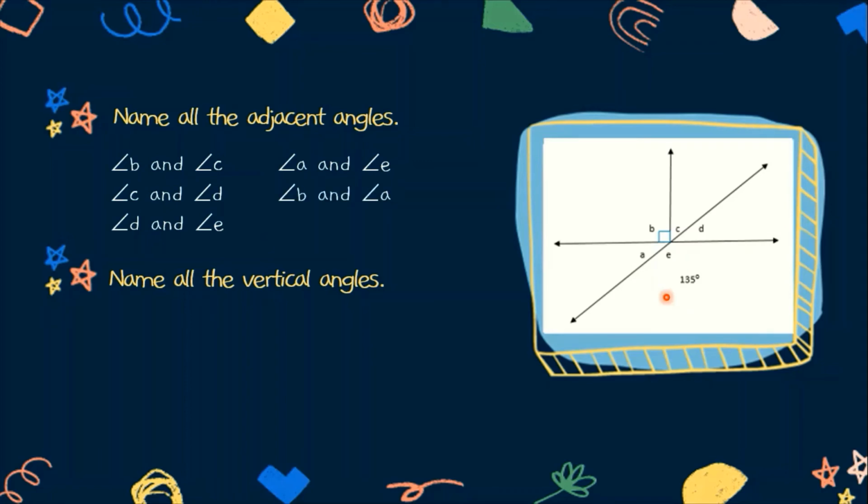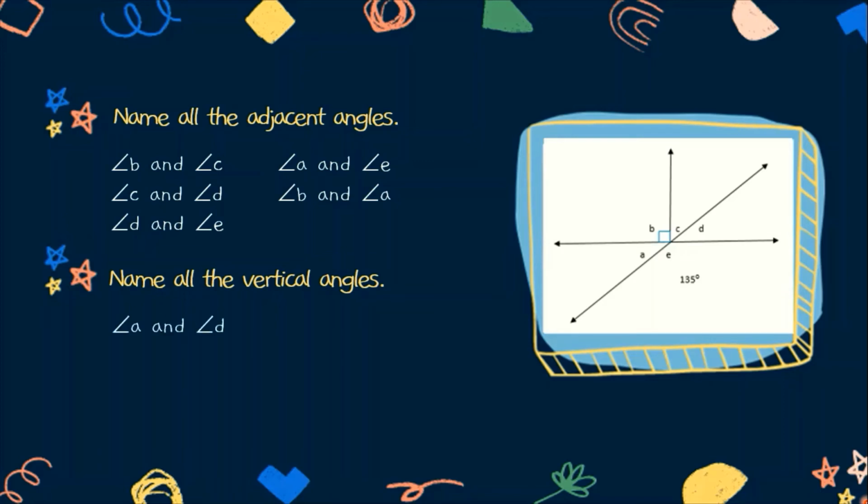Lastly, we have angle B and angle A. This is their common vertex, common side. They are next to each other, magkadikit, but they do not overlap. So in this illustration, we're able to find 5 pairs of adjacent angles.